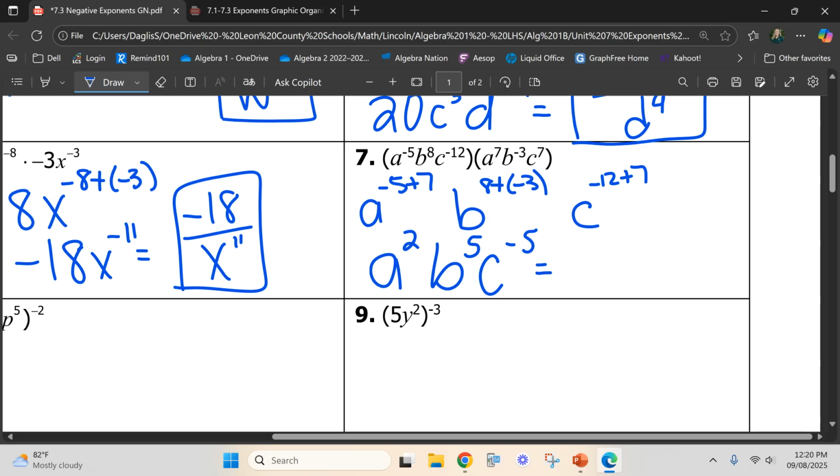What's in the wrong spot? A and B are supposed to be at the top and then C. Yes. A and B stay up top: A squared, B to the 5th. And then C to the 5th gets dropped down. Good.